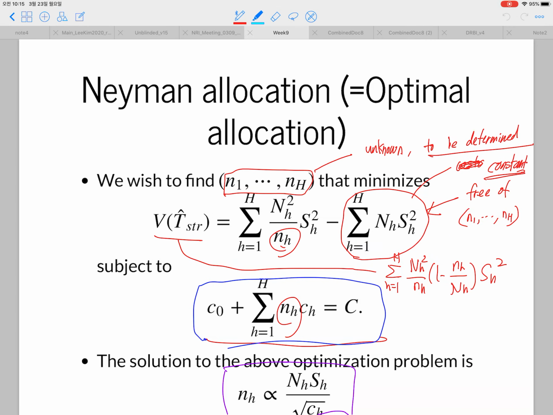Now, the optimal allocation, which was first found by Neyman in 1934, can be formulated as minimizing the total variance subject to the constraint that the total cost is equal to the budget. In the variance term, the second term does not depend on the sample size, right? It's free of the small n_h's. So only the first term matters. So it's just minimizing this first term subject to the constraint, and the solution is of this form, which is a function of the three factors: capital N_h, capital S_h and c_h. Using these three factors, we can find the optimal allocation.